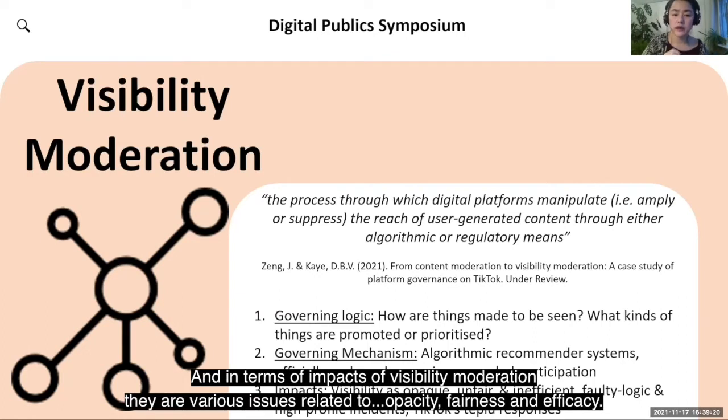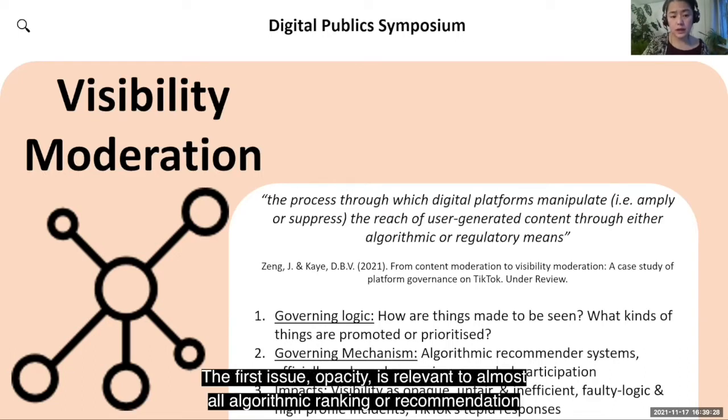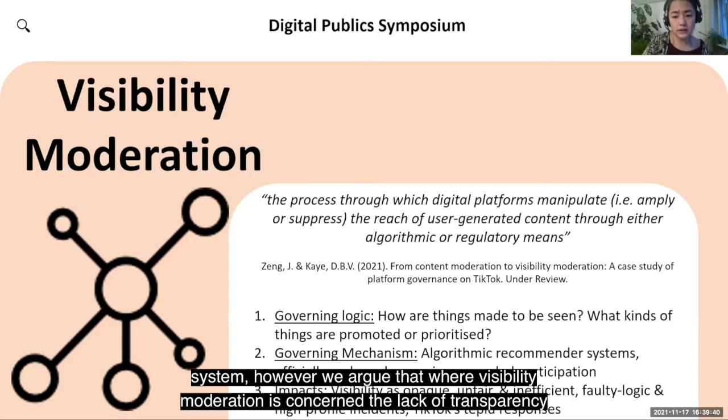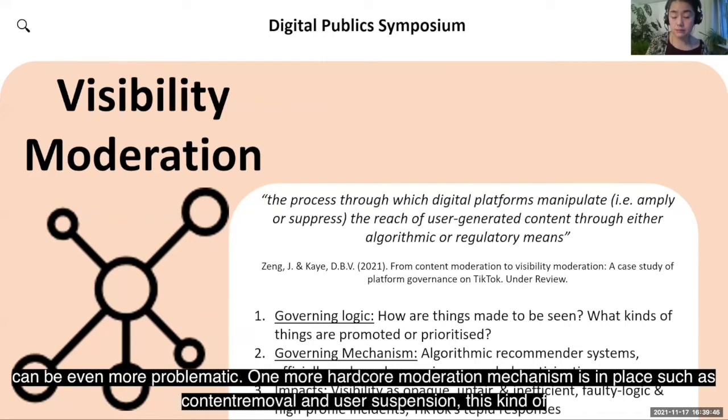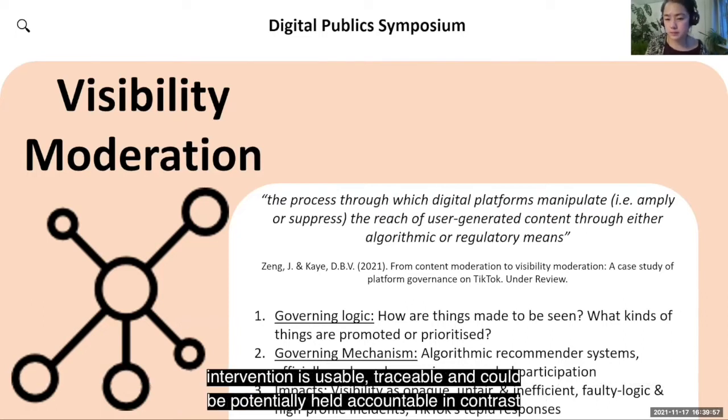And in terms of impacts of visibility moderation, there are various issues related to, such as opacity, fairness, and efficacy. And the first issue, opacity, is relevant to almost all algorithmic ranking or recommendation systems. However, we argue that where visibility moderation is concerned, the lack of transparency can be even more problematic. Once more hardcore content moderation mechanisms are in place, such as content removal and user suspension, this kind of intervention is visible, traceable, and could potentially be held accountable.